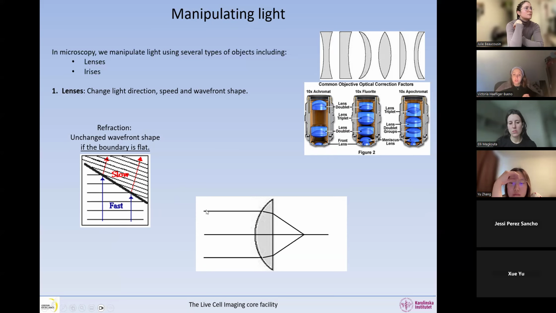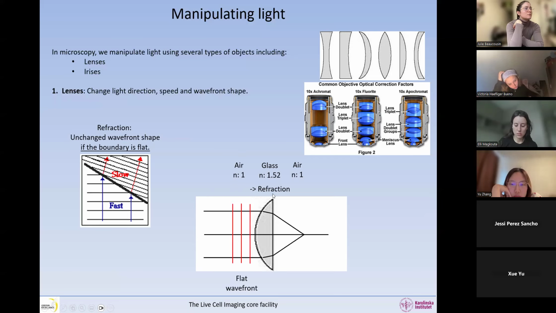So here is a lens. Here we have the rays of light coming in, and then there is refraction here at the boundaries. And we can see here that we have air, and we have glass here, we have air again, so we have refraction twice. And the light comes in with a flat wavefront, it ends up being a curved wavefront. And because it's curved here, it focuses. And all these rays of light will come to one place, which is the focal point.